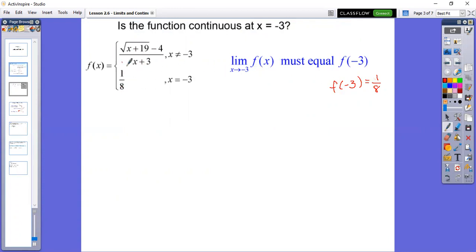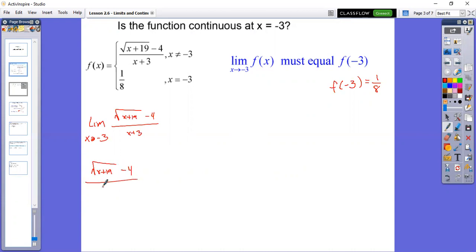So in order to do that, if I can prove the limit of this as x approaches -3 is equal to 1/8, then the function must be continuous. Because this function is defined everywhere except at x equals -3, if the limit of this as x approaches -3 is equal to 1/8, then this function is going to be continuous at this point. So let's look at the limit as x approaches -3 of the square root of x plus 19 minus 4 over x plus 3. I'm going to disregard the limit for a second and try to simplify this using the conjugate method.